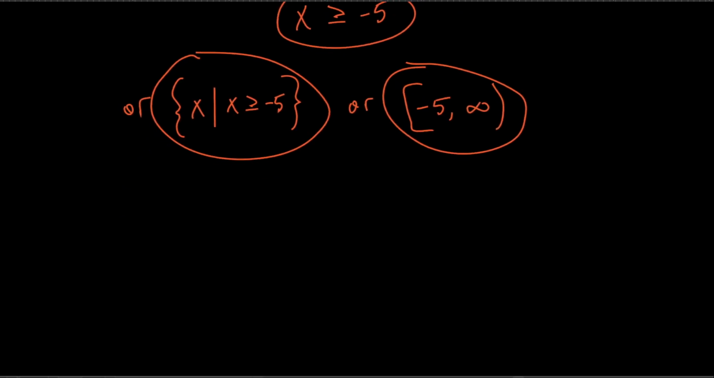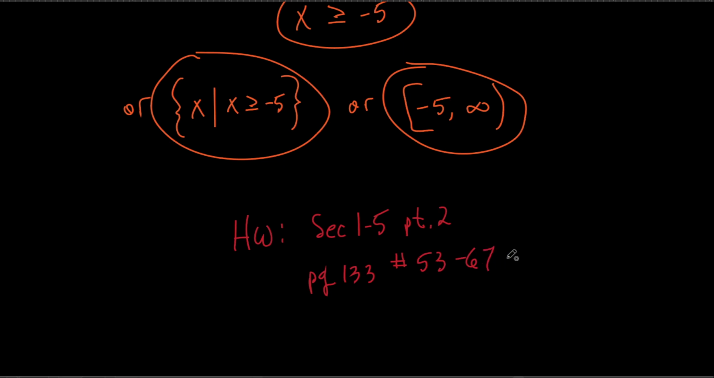And let's put your homework down. So your homework, and hopefully, I don't know how long this took, but hopefully you have a little bit of time in class to work on this. We'll see. So it's section 1.5, part 2, and it's page 133, and it is 53 to 67, and again, you're just doing the odds.